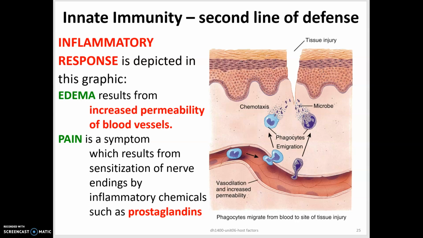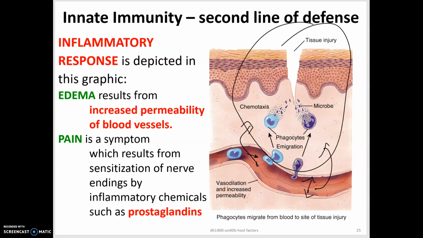A little bit more about the inflammatory response. The edema, the swelling, and I alluded to this a couple of seconds ago. When our blood vessels expand, they vasodilate, they're going to allow more things to leave the blood and move into the surrounding tissue. That's going to cause the volume of this whole part of the tissue to expand, and we're going to see swelling, which is the edema.